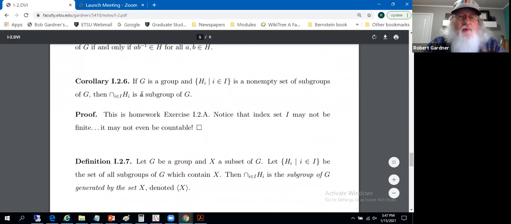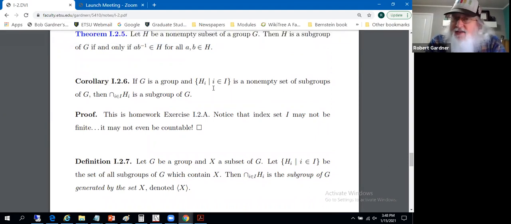Next, we'll make the claim that if G is a group and H sub I, where the subscript I comes from some indexing set capital I, is a non-empty set of subgroups of G, then the intersection of all those subgroups is itself a subgroup of G.